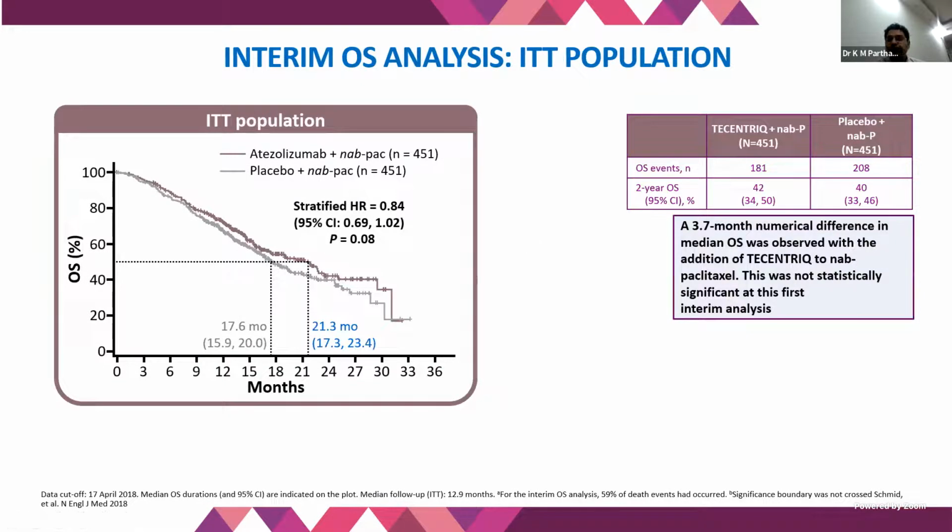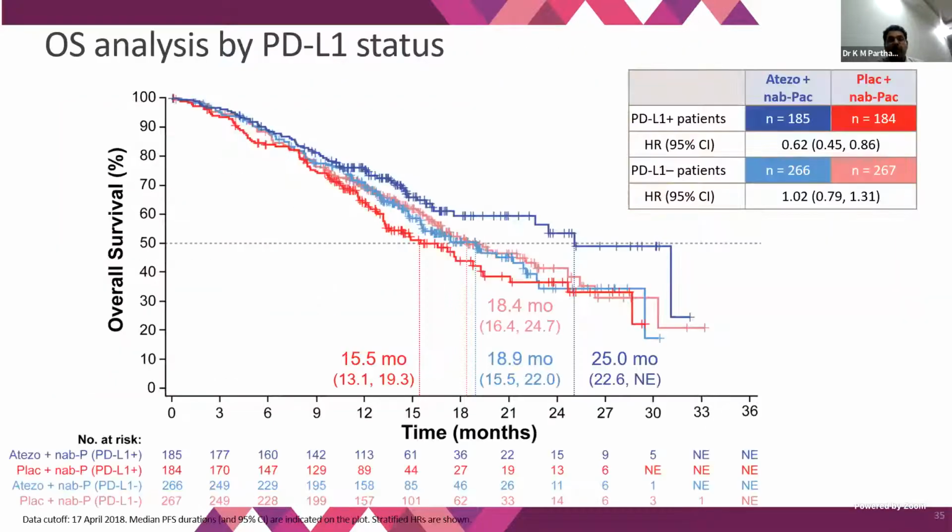So the 2-year OS is also numerically higher in the Tecentriq arm, but it was not statistically significant. A 3.7 month numerical difference in the median OS was observed with the addition of Tecentriq to nab-paclitaxel, and this was not statistically significant in the first interim analysis.